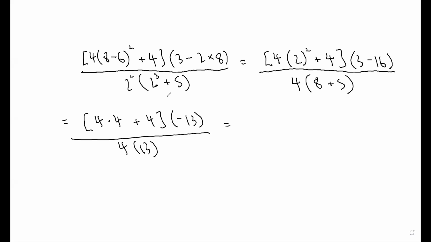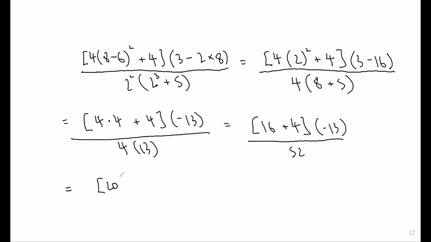Okay, so let's do the square bracket. So 4 times 4 is 16 plus 4, and that bracket, and then the minus 13 can just sit there. And at the bottom, 4 times 13 is 52, I think. Yeah, 40 plus 12 is 52, yes. Okay, so we're almost done this one. Now let's do 16 plus 4 is 20. Times minus 13 over 52.